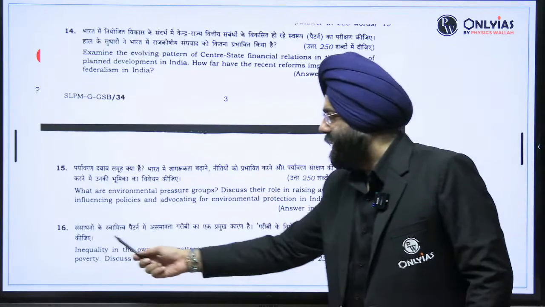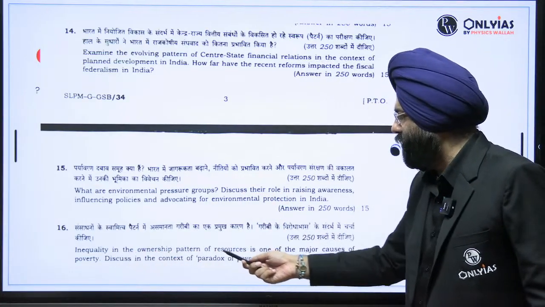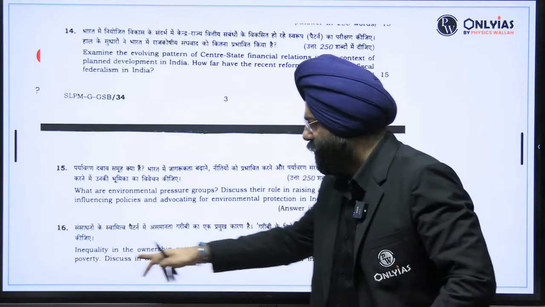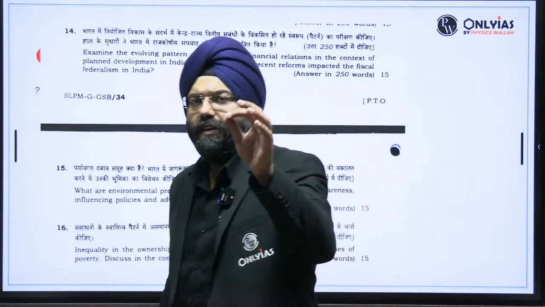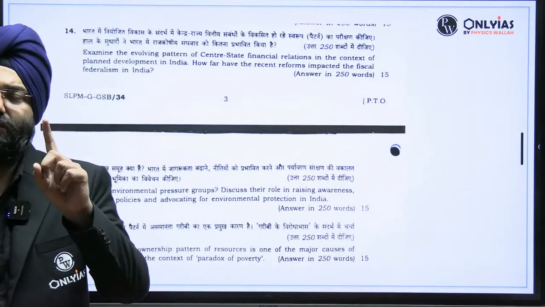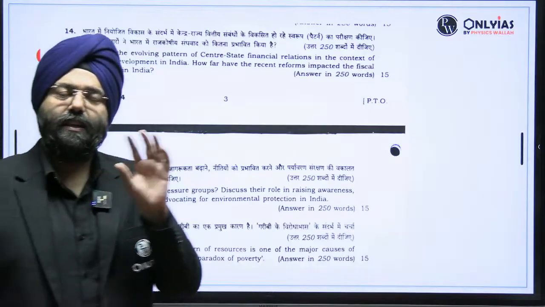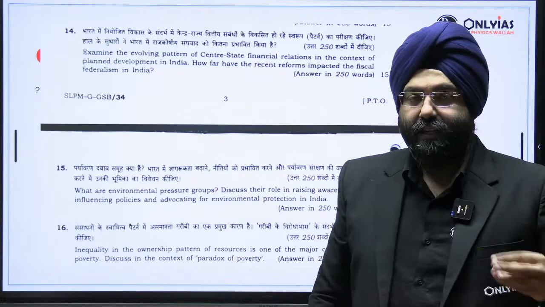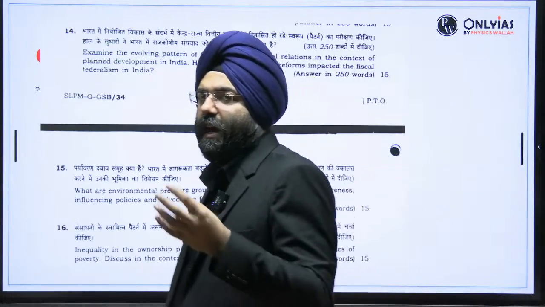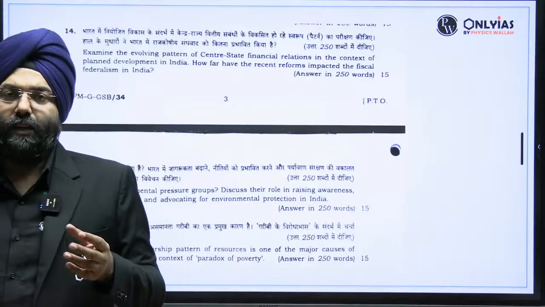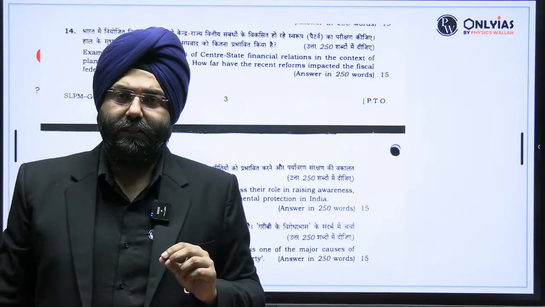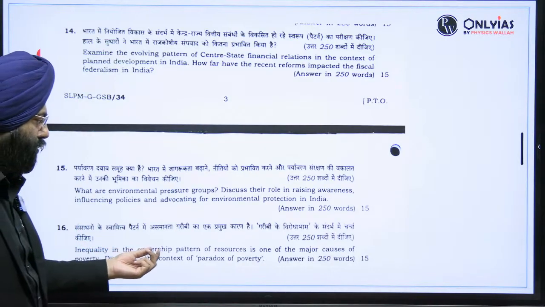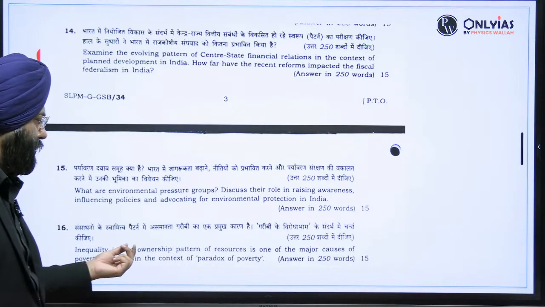Clear? Next. Inequality in the ownership pattern of resources is one of the major causes for poverty. What does it mean? Inequality of ownership pattern of resources. There has been a recent report which says that the top 1% of Indians basically occupy 42% of India's wealth. Similarly, you realize the majority of Indians are landless. What do you analyze by these aspects? Poverty is because there is inequality in the ownership pattern.